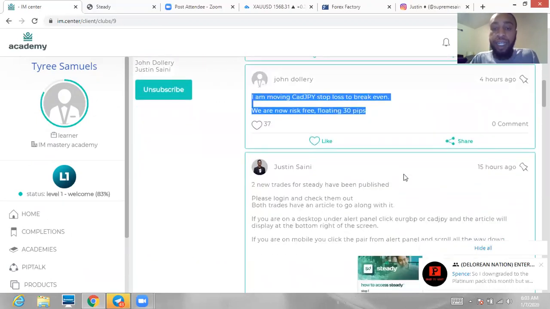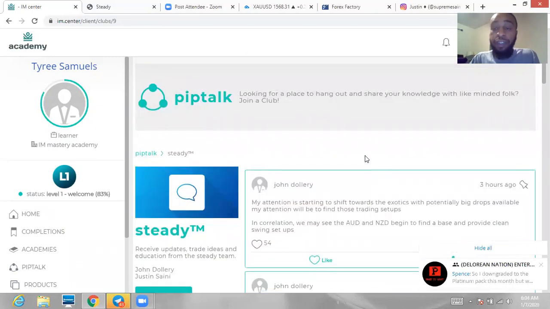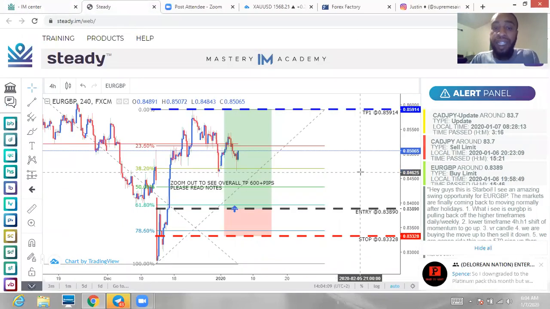So for those of you who don't have it, please make sure that you get the im.center app and you can log into it and get the Pip Talk alerts directly to your phone. And with that being said, this has been an educational video on how to take advantage of and utilize the product called Steady that is a part of im.center, and it is created by Justin and John Dollery.